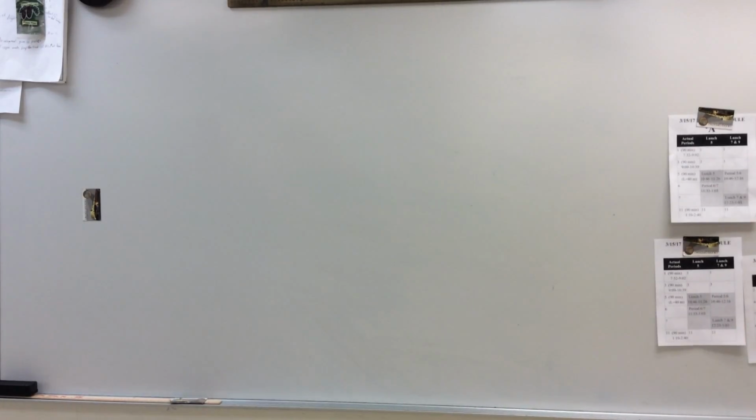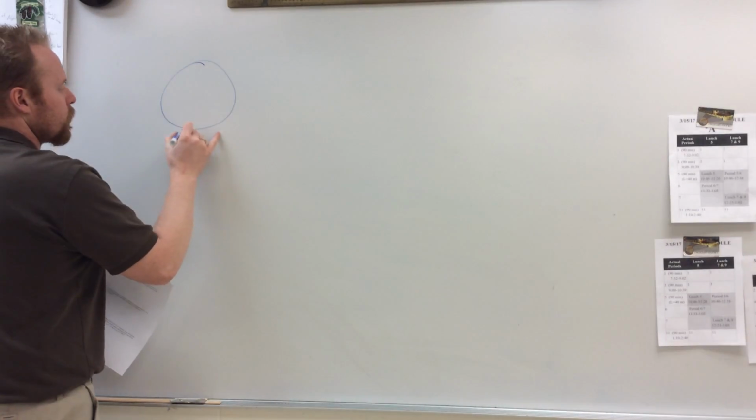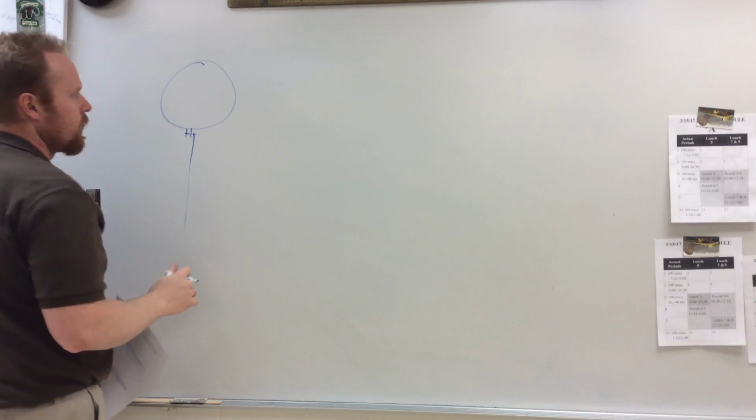So let's take a look at your in-class problem worksheet that you guys got on Tuesday. We're going to look at number 3 on it. It's the one that says a balloon with a mass of 0.08 kilograms is filled with 0.03 cubic meters of helium. So we have our balloon, it has a string on it.